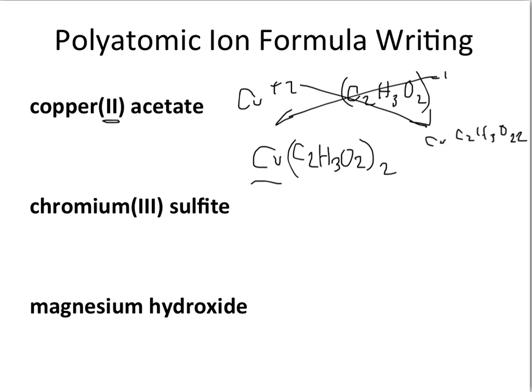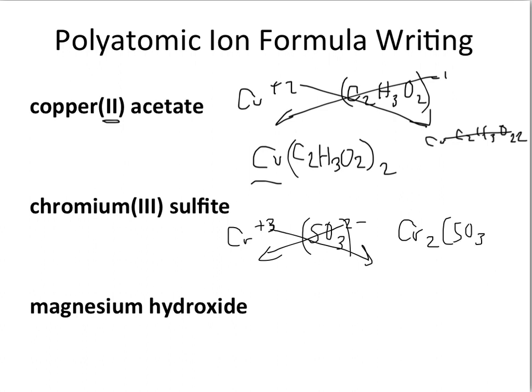So let's go ahead and move on to the next example. Chromium +3 is what I have here. Sulfite is going to be SO3 2- from that chart. Once again, I'll put parentheses around my polyatomic ion formula, excluding the charge. I'm going to cross down those ions. And this is going to give me Cr2(SO3)3. The subscripts can't be reduced any further. The overall charges make sense.